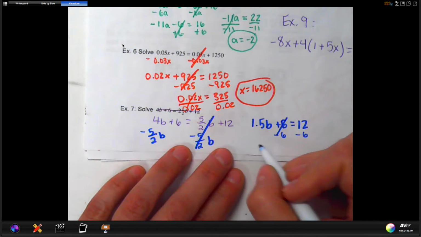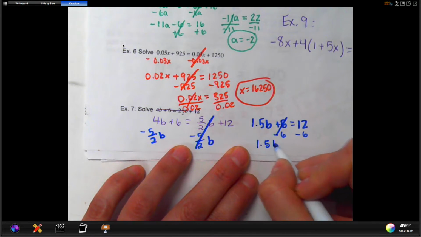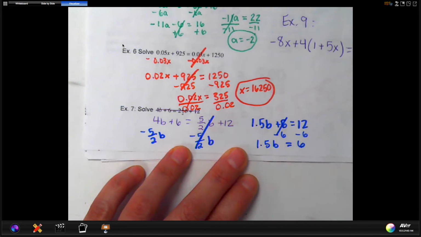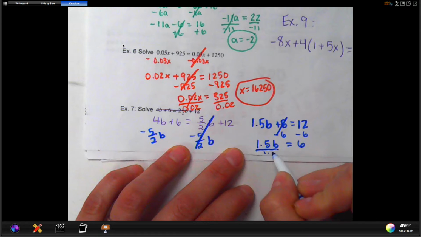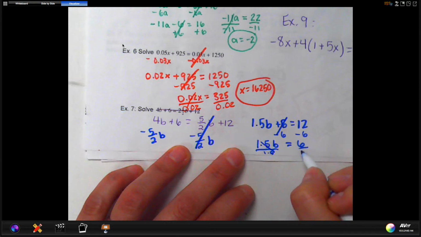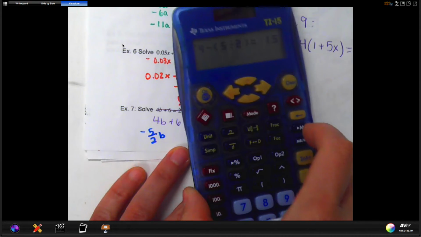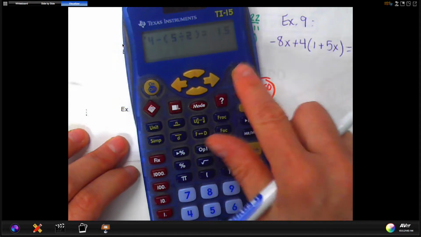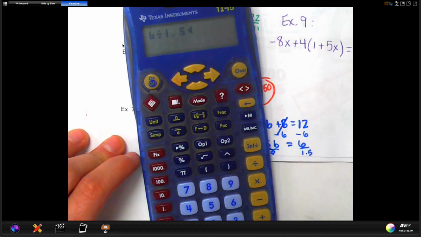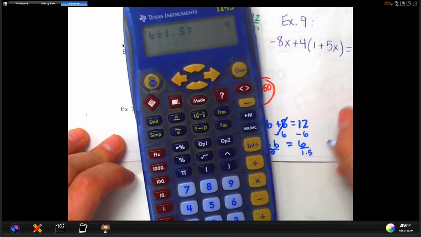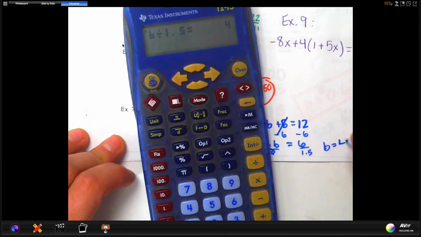And now I have 1.5b equals 6. And now my final step is to divide by 1.5. Okay, cancel. And so let's see if that gets rid of our fraction and decimal altogether. 6 divided by 1.5 equals, and guess what? We end up with a nice integer of 4.